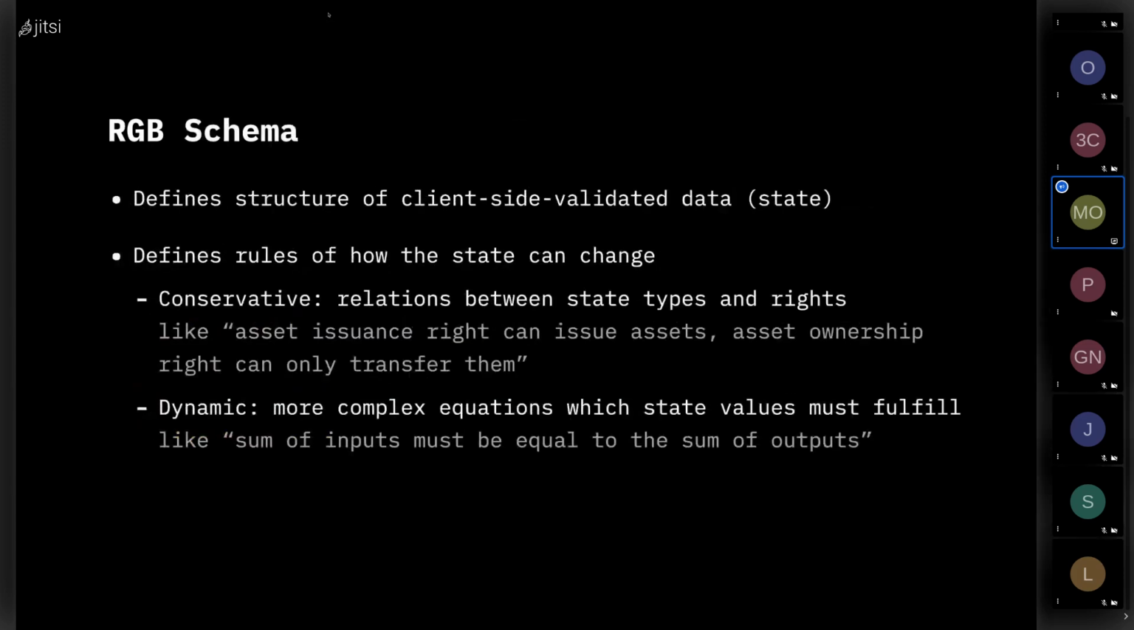So what is RGB schema? RGB schema basically defines the structure of client-side validated data. It's the first thing. So it defines which kind of state there might exist. And when we are talking about kinds of state, what we are talking about, in fact, is the forms of digital ownership rights. The ownership rights are controlled by Bitcoin script, but which forms of these rights can exist is defined by the schema. What are these rights? Why are they different? Because even for such simple things as RGB20 fungible assets, like the USD Tether token, there are different forms of digital rights.